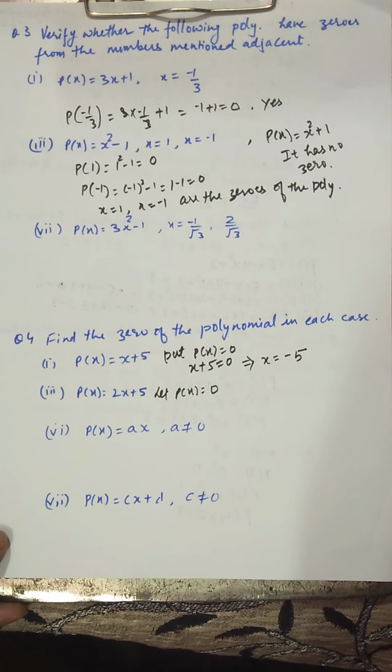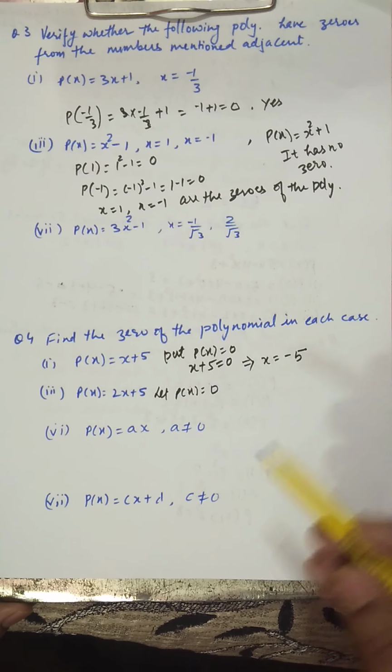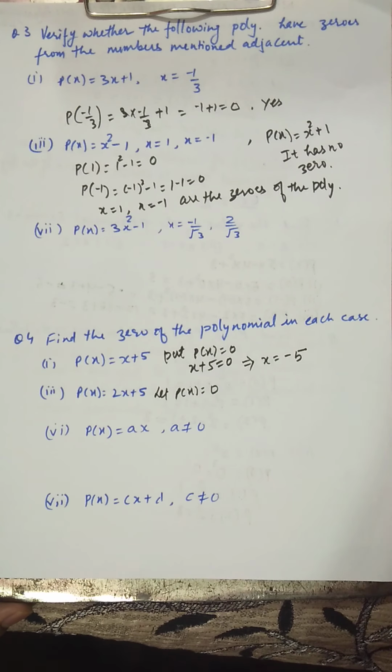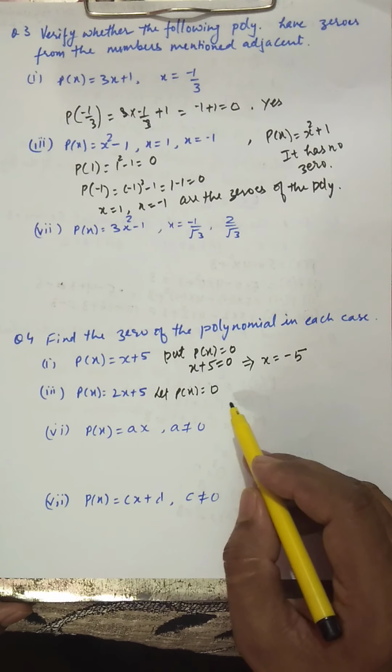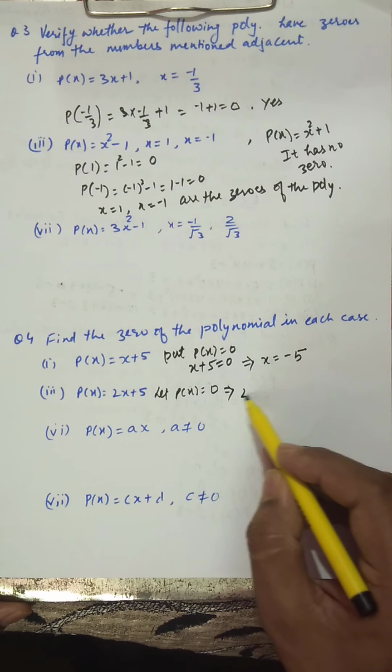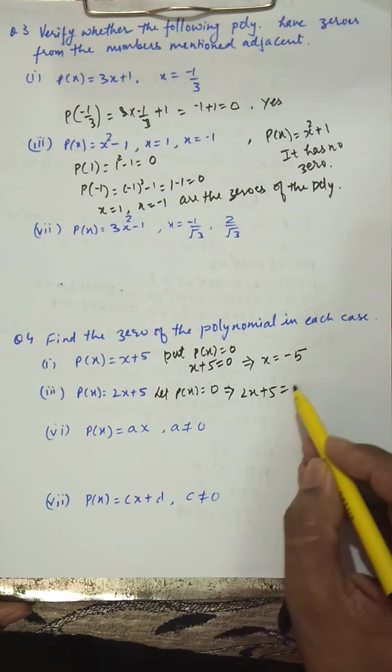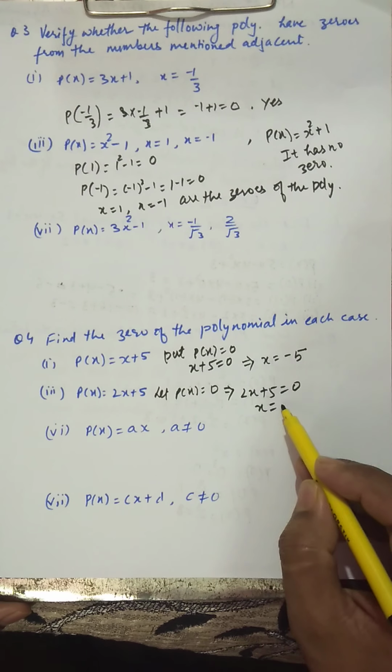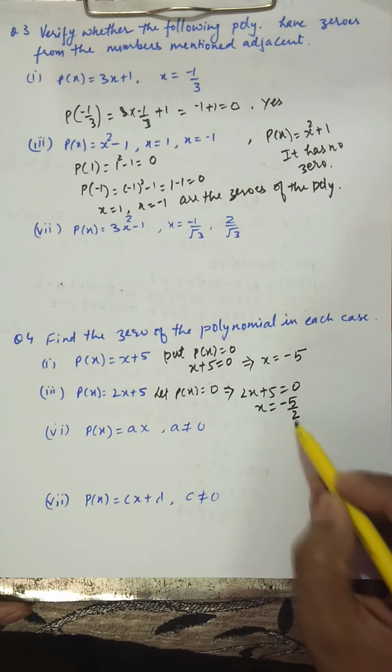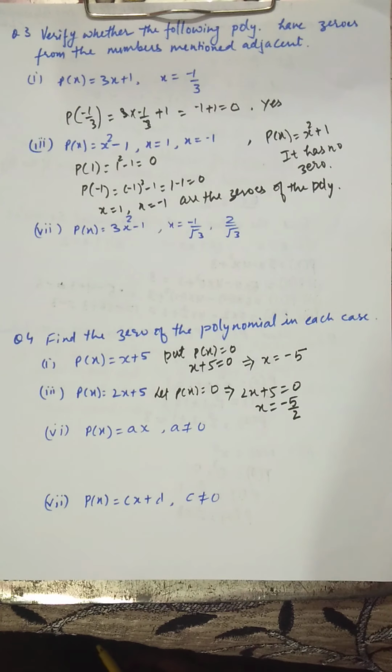See, this is the way you can find the zeros of the polynomial. You have to assume that the value of the polynomial is 0, and that way you will find the value of x. So now this becomes 2x + 5 = 0, and you will get x = -5/2 as the value of x, which is the zero of the polynomial.